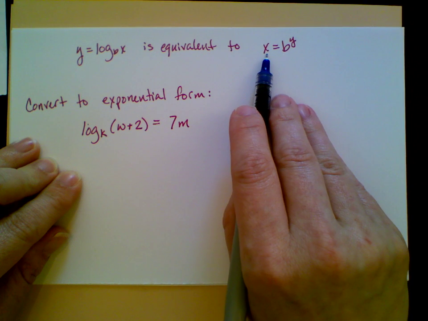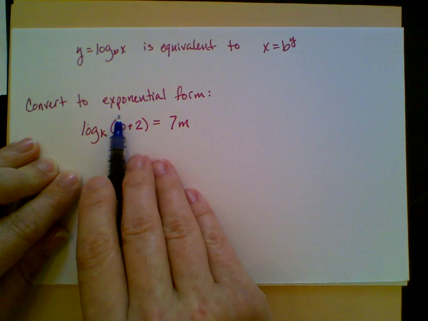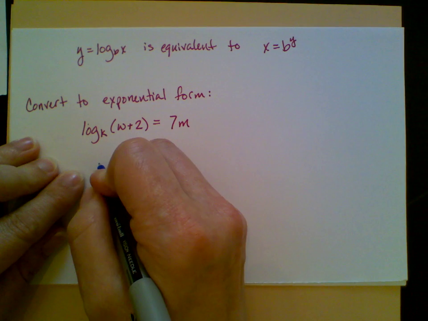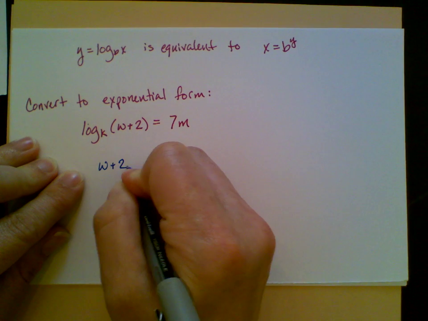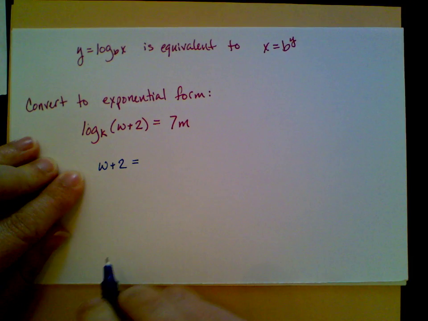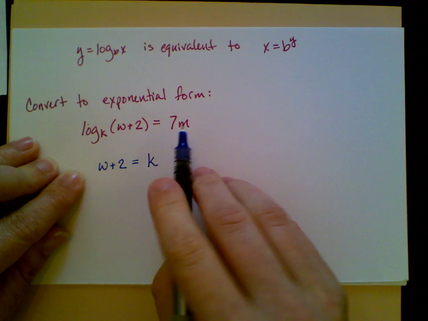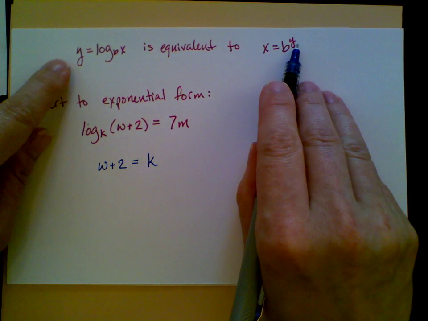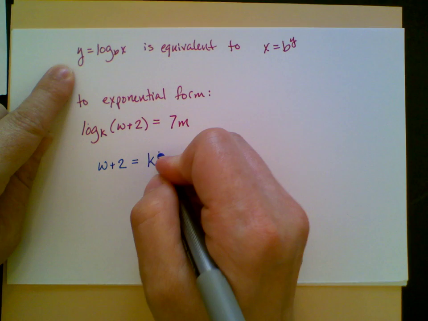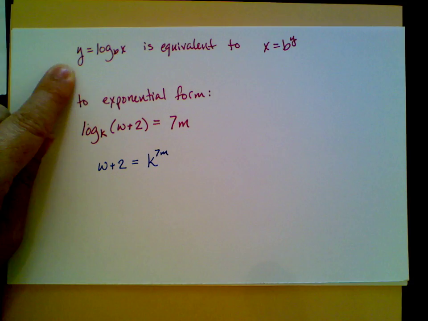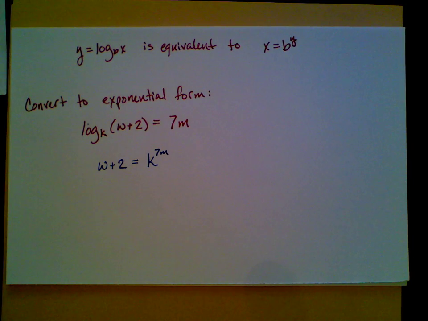So when I put it into exponential form, I have x equals b to the y. So the part that was playing the role of x, the input for the log, is w plus 2. That is equal to the base, which is k, to the y, which is 7m. And that is all I need to do for that problem. Now it is in exponential form.